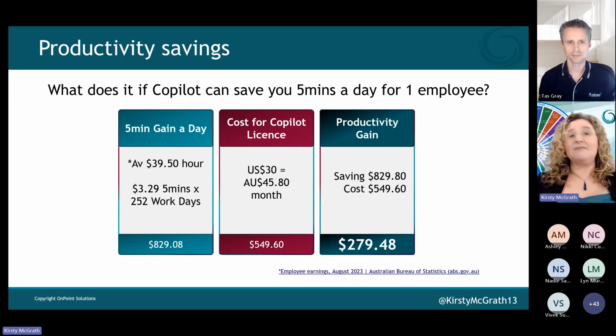So many people aren't taking their leave. Take your leave, guys. Okay, so get out there and look at the cost. I'm looking at one individual and I've saved you $829 for the year. And I've got my Copilot license. Now it's US $30, so it's $45.80 a month. So we look at the cost.